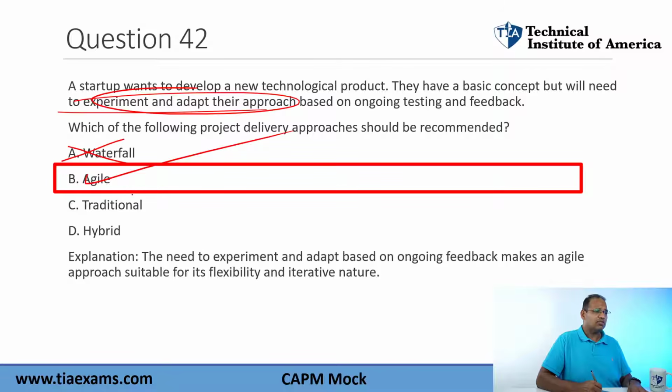Waterfall and traditional, this is going to be if they know the work in particular, they know the right kind of work. They've done this work before. The scope is well known. They're not looking for change. Nothing here that says they want to combine traditional with agile methods, making B the best answer. Remember, in agile, you're taking a lot of feedback. You're changing all the time.